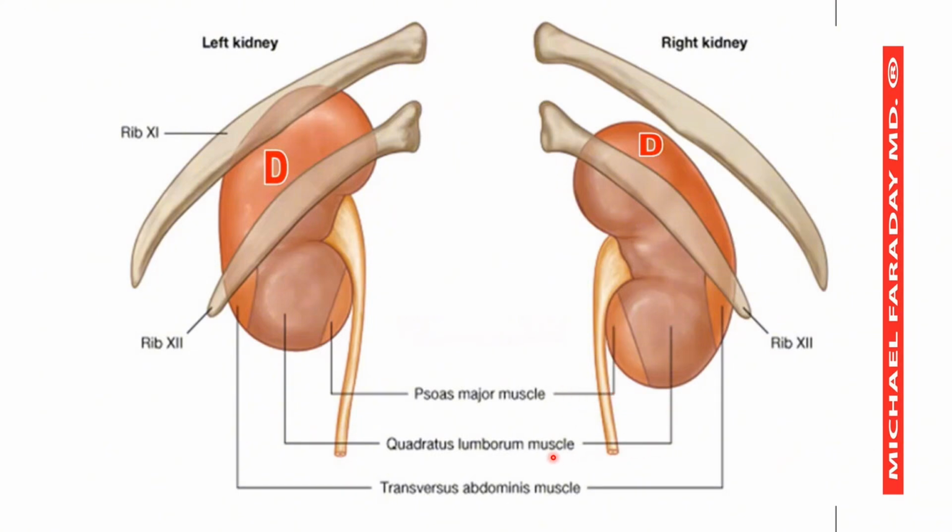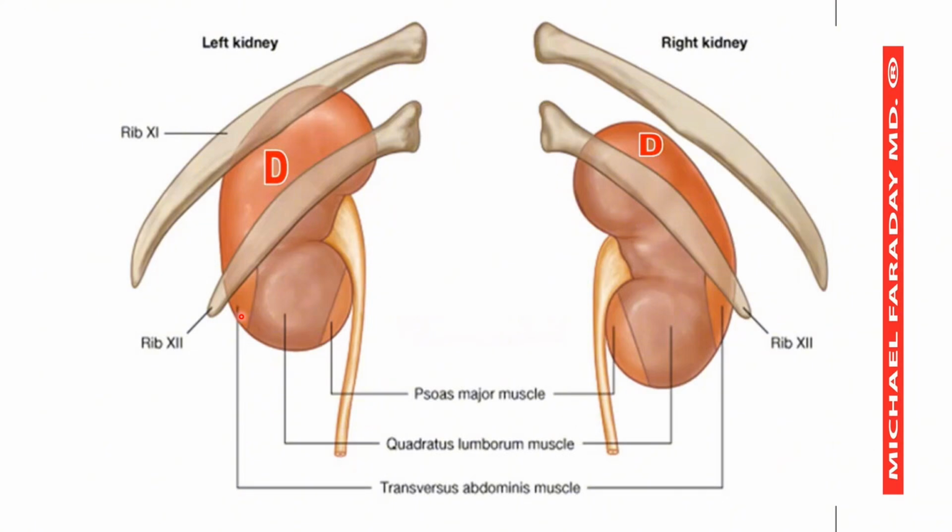But the left is slightly higher than the right, and so the diaphragm, which is the muscle above, separates the kidney from the 11th and then the 12th rib. Then for the muscles below, more medially, the psoas major. In the middle, we have the quadratus lumborum muscle. Then laterally, we have the transversus abdominis muscle.